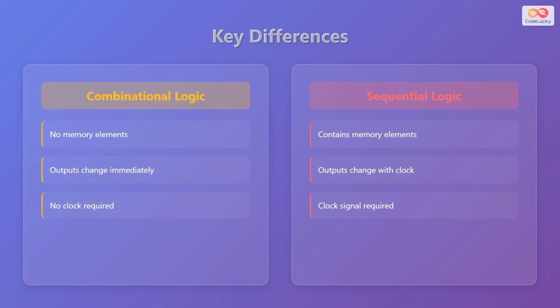Let's compare the key differences between combinational and sequential logic. Combinational logic has no memory elements, and its outputs change immediately without requiring a clock. On the other hand, sequential logic contains memory elements, and its outputs change with a clock signal, making a clock signal a requirement for its operation.